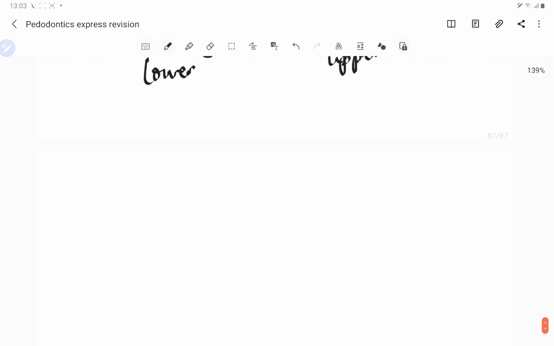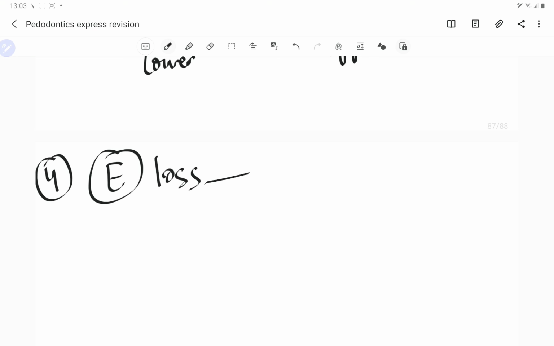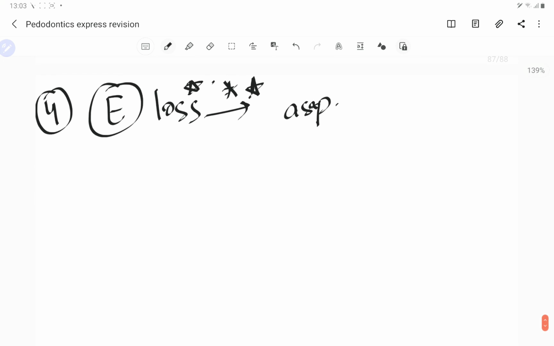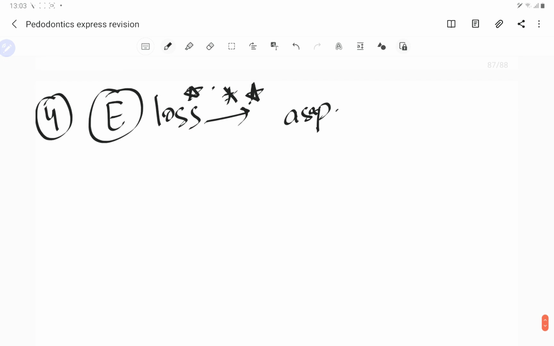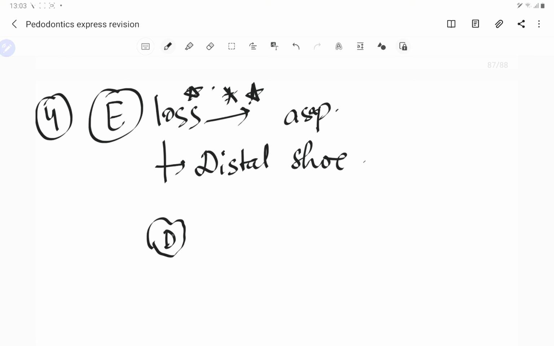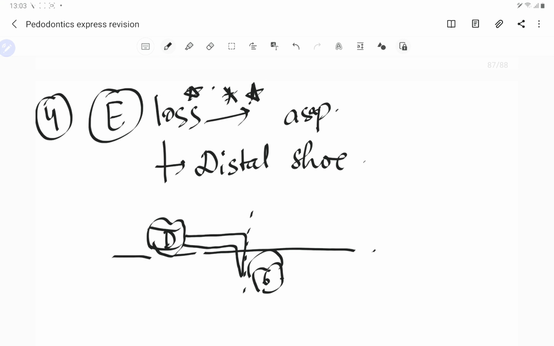What if there is loss of E, which is very, very important, guys? If there is early loss of E, this should be maintained as soon as possible. What we have to do is give a distal shoe. We band the D and take an extension that goes into the gingiva, and it provides a guide for the eruption of the 6, the unerupted first permanent molar. This is how we maintain the space.